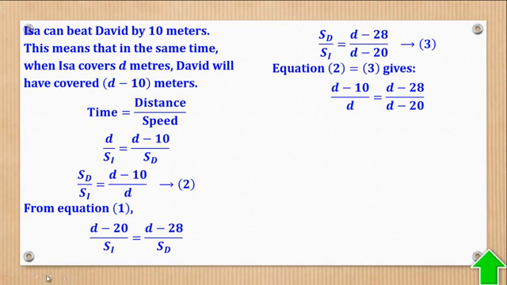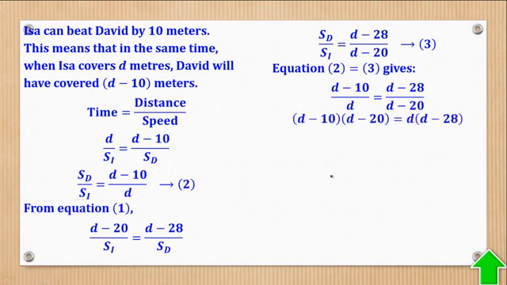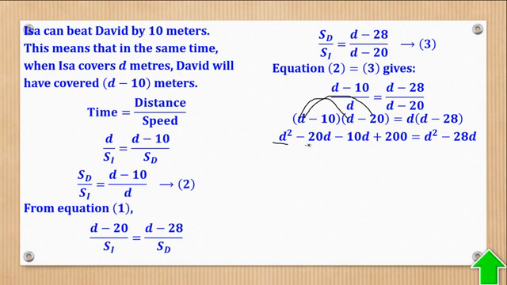The first thing is to cross multiply. This one goes with this side, but don't forget the brackets. Then start opening the brackets. So this with this is d squared. This with this is minus 20d. This with this is minus 10d. And this with this is plus 200. Then this side, this with this is d squared. This with this is minus 28d.